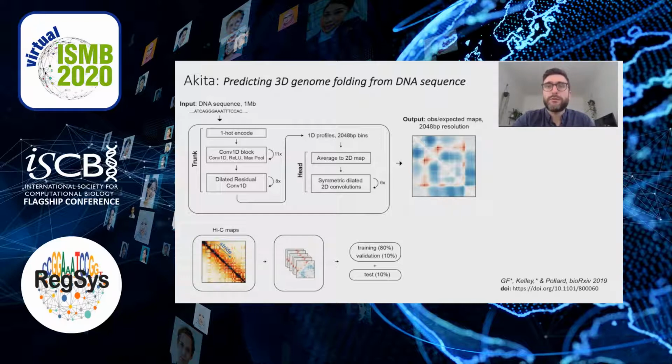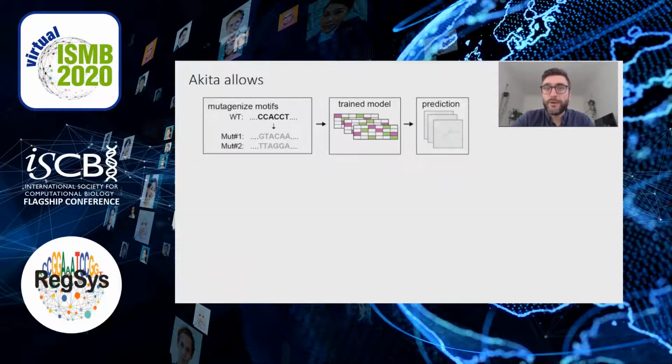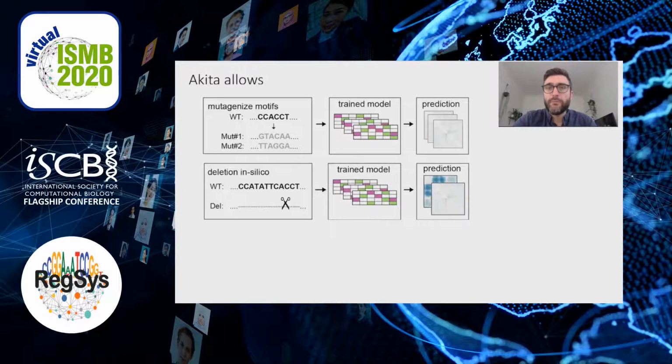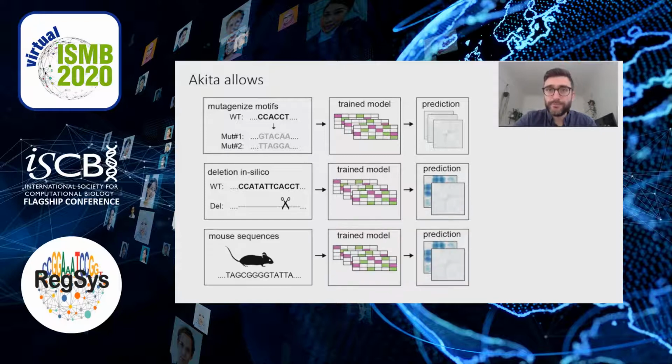Our poster covers this introduction and then details some of the exciting applications and results that we found using Akita. This includes, first, extracting predictive base pair level information by in silico mutagenesis. So doing things like mutating the base pairs underlying individual motifs in the genome, predicting the impact of structural variants like deletions and inversions, and predicting genome folding across species.